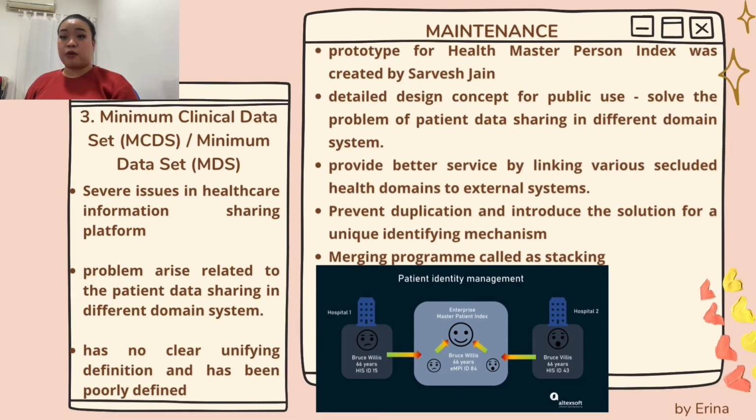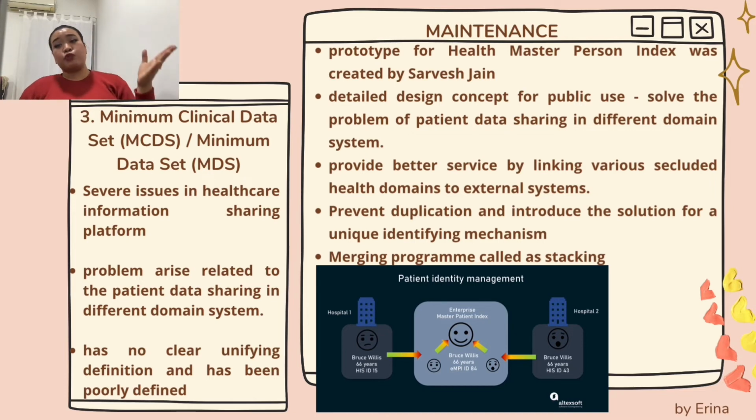So the next issue I'm going to talk about is the minimum clinical data set (MCDS), also known as the minimum data set (MDS). There have been severe issues in the healthcare information sharing platform, where the information is shared in one platform and any hospital can just go through it. The problem relates to patient data sharing in different domain systems, and it has no clear unifying definition and has been poorly defined.